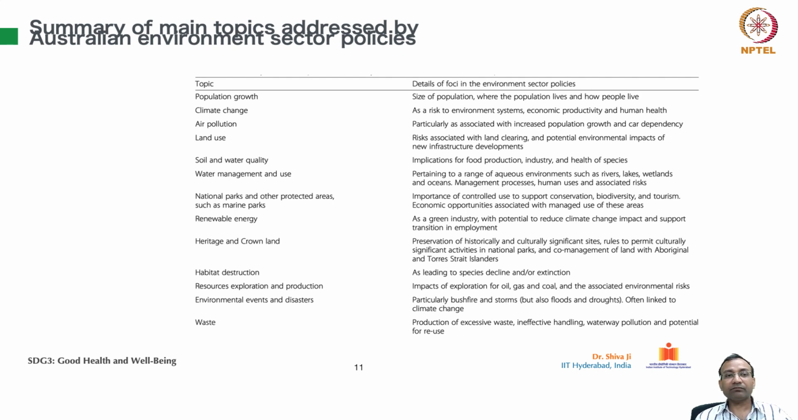Further, we have a summary of main topics addressed by Australian environment sector policies. So let's see what they say. Topic and details of state of the environment in the environmental sector policies. So we have population growth, size of population, where the population lives and how people live. Climate change as a risk to environmental systems, economic productivity and human health. Air pollution, particularly as associated with increased population growth and car dependency, major sources of air pollution.